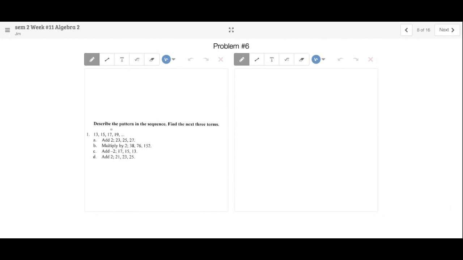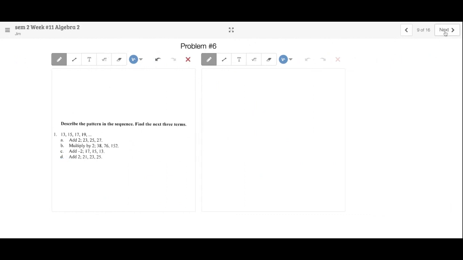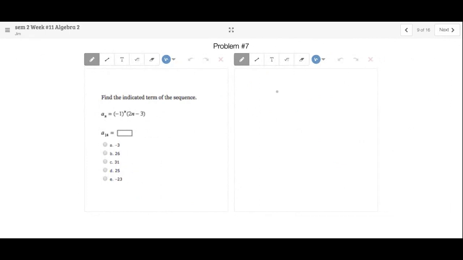Why? Because it's always going up by 2. So the next couple terms will be 21, 23, 25. Letter D is correct. Is everything going to be D today? They can't be. All right, number 3. It says find the indicated term of the sequence. A sub 14. That means you're looking for the 14th term, right? Negative 1 to the 14th is positive 1. And then put 14 in here. 2 times 14 is 28. Minus 3. So that's 1 times 25 or 25.